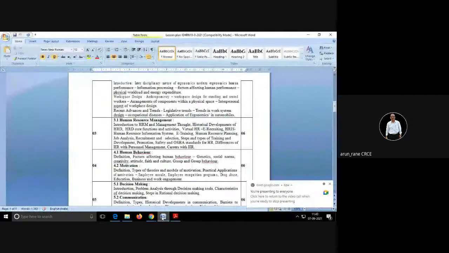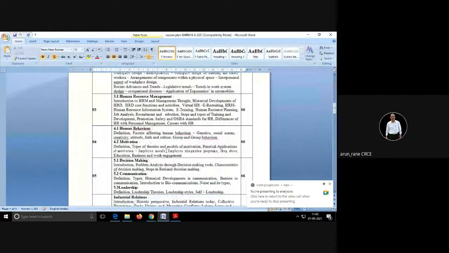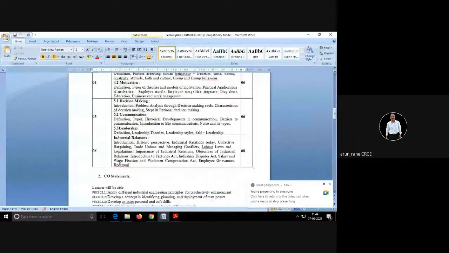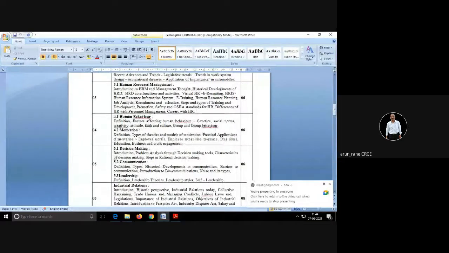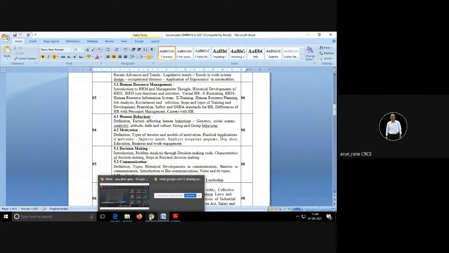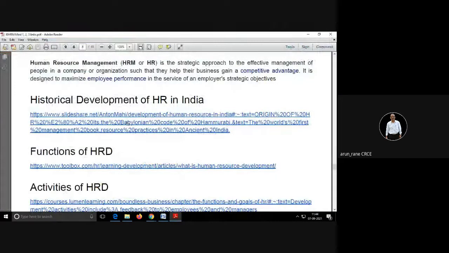So I was just going through the syllabus. This is human resource management, human behavior. This is mostly related to all HR, industrial relations. So this itself is a separate subject. There is a clear-cut difference between human resource and personnel management. Earlier it was the same, but for almost 15 years there have been two different departments. One is the personnel department, another is the HR department. So those differences also we will see.